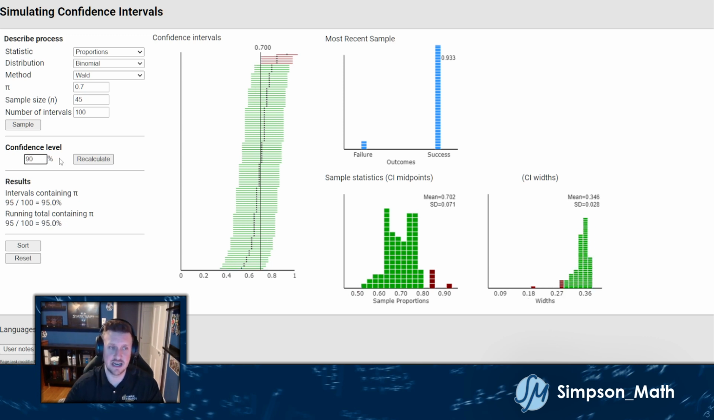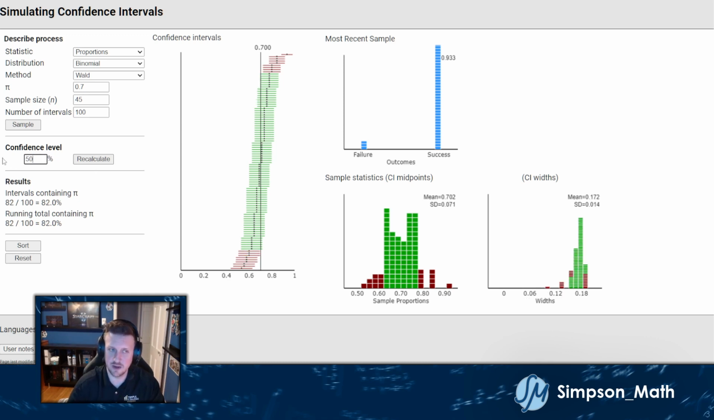Let me change this to 90. You'll see that it gets skinnier. If I want to be maybe 80% confidence, even skinnier. Something crazy like 50%, it's really tiny. See how much we're missing? We're missing about 50% of the time here.